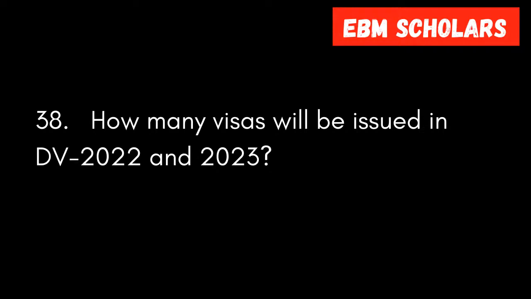Question number 38. How many visas will be issued in DV 2022 and DV 2023? At the moment, the visas which are issued, 55,000 is the maximum limit. But now there is a process of increasing the visas to 80,000 instead of 55,000. This is under what we call the United States Citizenship Act of 2021.